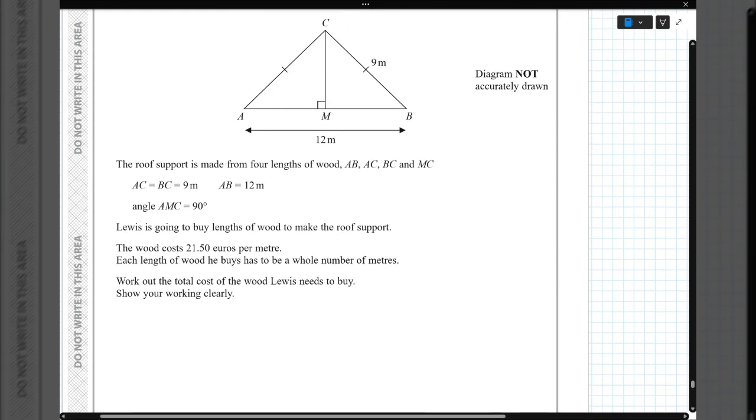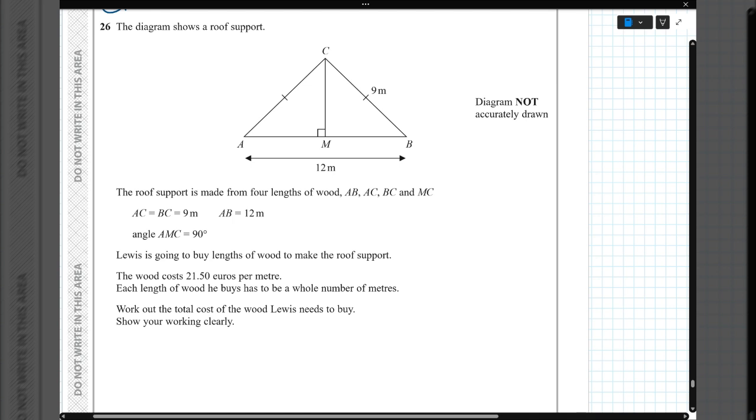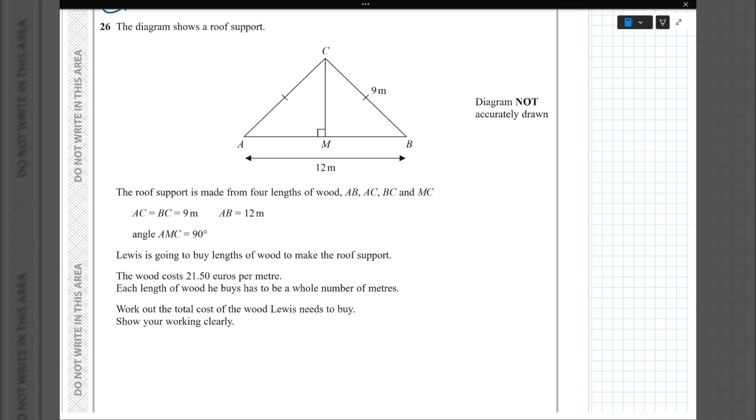Okay. Question 11 for the higher and 26 for the foundation. The diagram shows a roof support. The roof support is made of 4 lengths of wood: AB, AC, BC, MC. AC and BC are 9, so we'll put a 9 there. AB is 12, and angle AMC is 90 degrees. Right angle triangle alert. Lewis is going to buy lengths of wood to make the roof support. The wood costs 21.5 euros per meter. Each length of wood he buys has to be a whole number of meters. Work out the total cost of the wood that Lewis needs to buy.